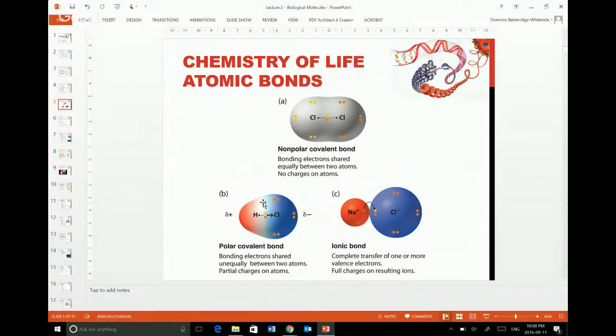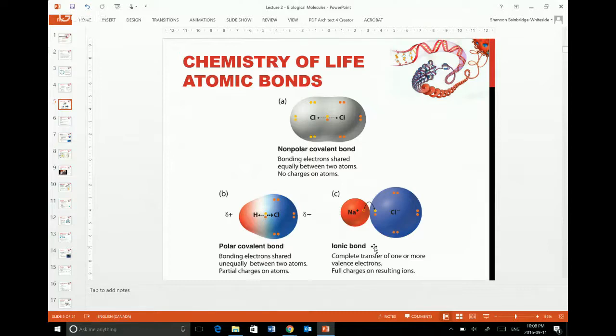So even though this is a covalent bond, it's what we call a polar covalent bond. So you have a slightly negative end to this molecule and a slightly positive end to this molecule. But this is still a very stable covalent bond. Covalent bonds require quite a bit of energy to be broken apart, and that's why they're so useful in a biological system.